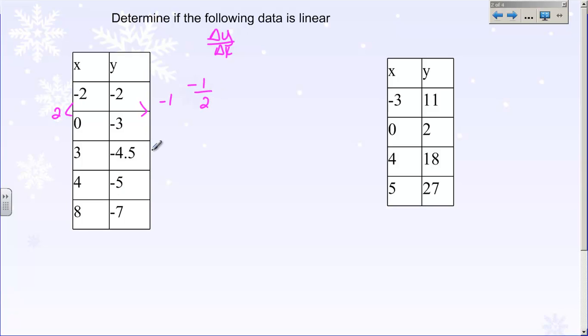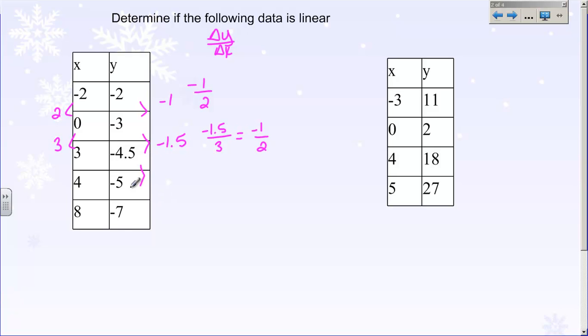Now let's check between the next 2 points and make sure it's still -1 over 2. My change in y is -1.5, and my change in x is 3. So my change in y over change in x is -1.5 over 3. If I pull out my calculator or do this division, I will find out that this reduces down to -1/2. So look, they simplified. They're the same thing. So far, so good.